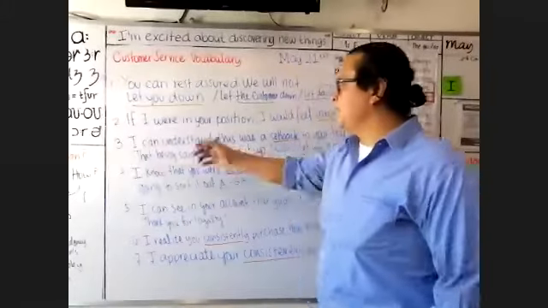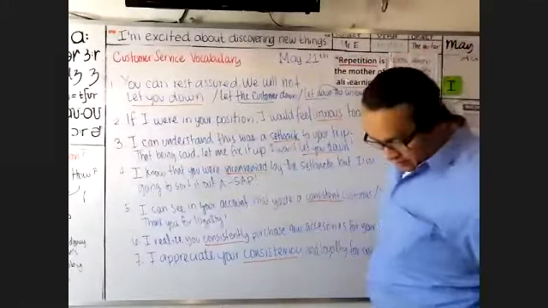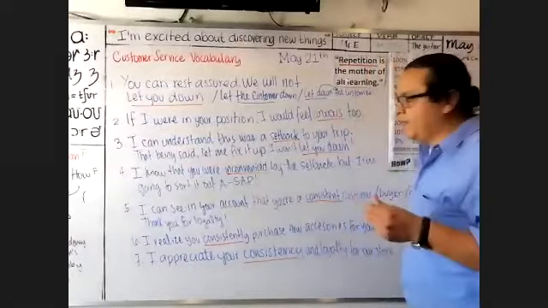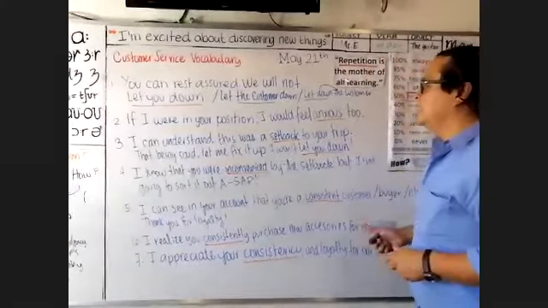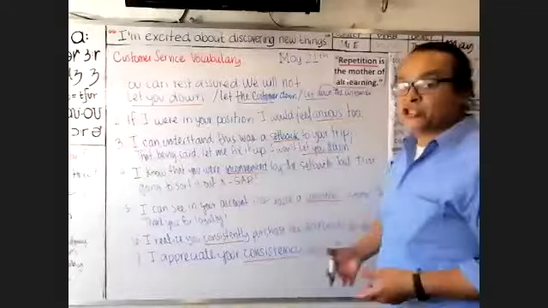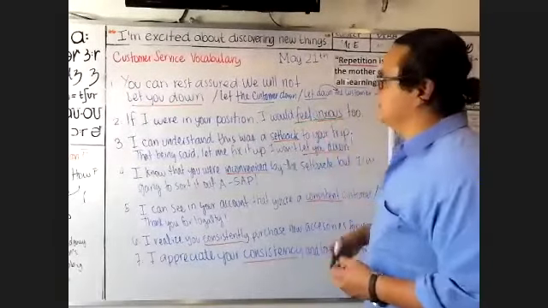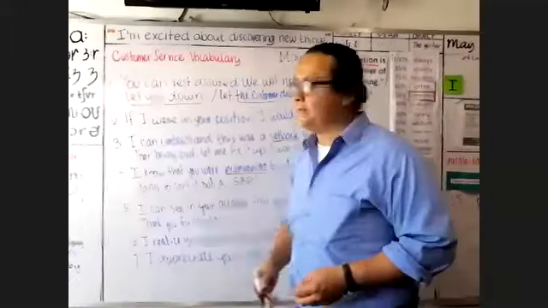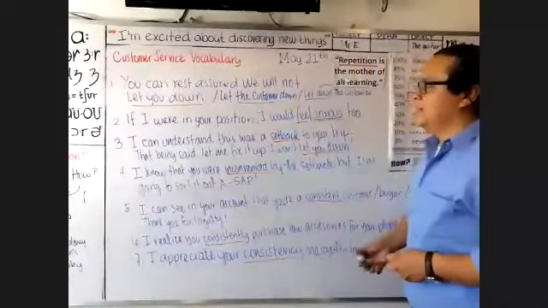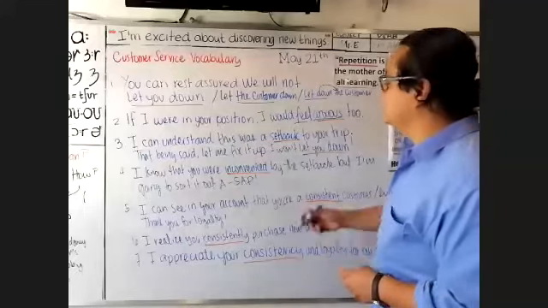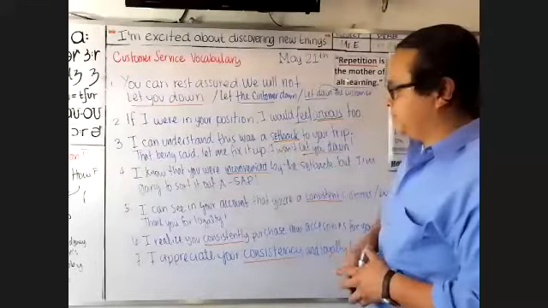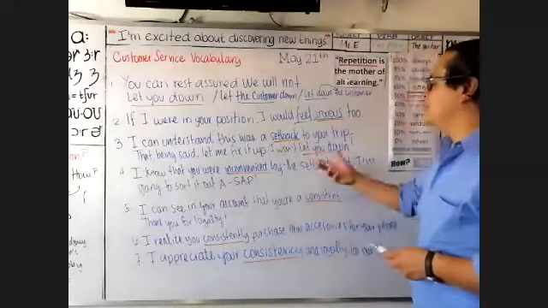Number two: if I were in your position, I would feel anxious too. Anxiety is the noun. Anxious is the adjective. So here we're saying feel anxious. This is a great empathic statement. Number three: I can understand this was a setback to your trip. That being said, let me fix it up. I won't let you down.